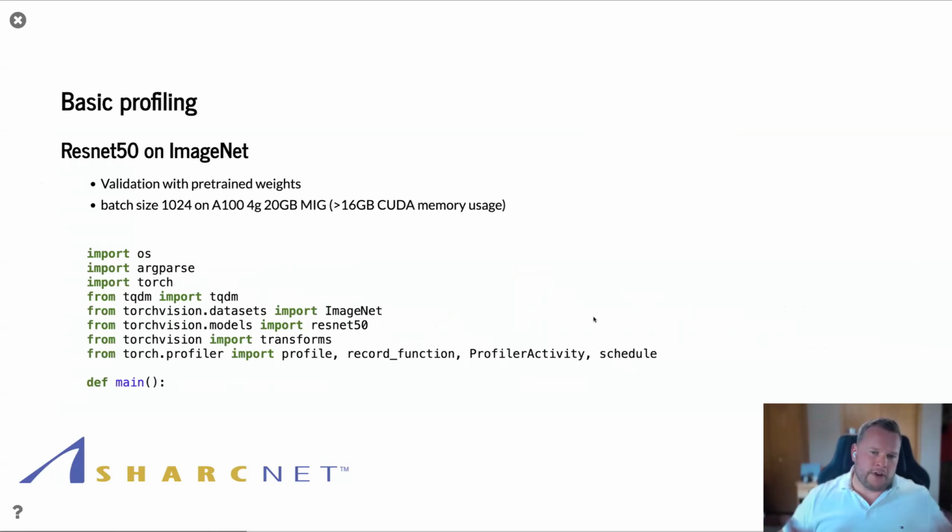Okay, so that was a very simple example just running on my laptop here, but let's think bigger and run on a more complicated example. So here we're running ResNet validation on the ImageNet dataset. We'll be using pre-trained weights provided by Torch Vision. We're using a batch size of 1024 on an A100 on Narval, but we're using the 4G 20 gigabyte MIG instance. In general, we're using greater than 16 gigabytes of CUDA memory during this.